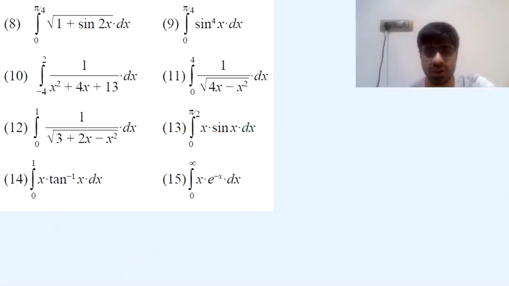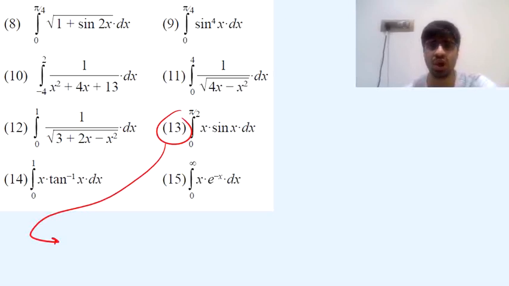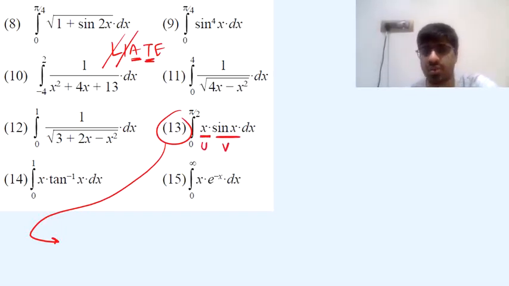We continue with the 13th one. Now in the 13th one, you need to be careful because you will be applying the UV rule. To use that you need to remember the rule of LIATE. L stands for logarithmic, you don't have it. I stands for inverse, you don't have it. A stands for algebraic, and x is an algebraic function, so that becomes u. T stands for trigonometric, sin x is trigonometric, it becomes v.